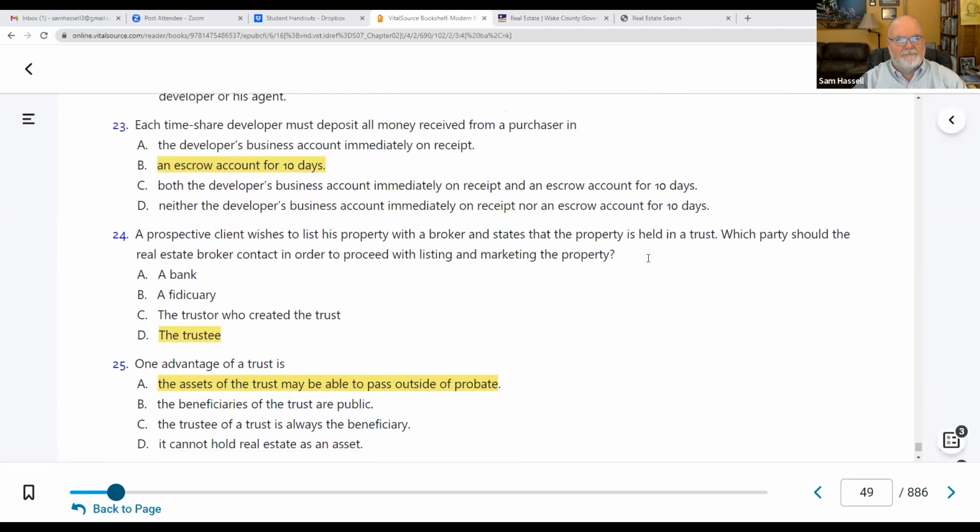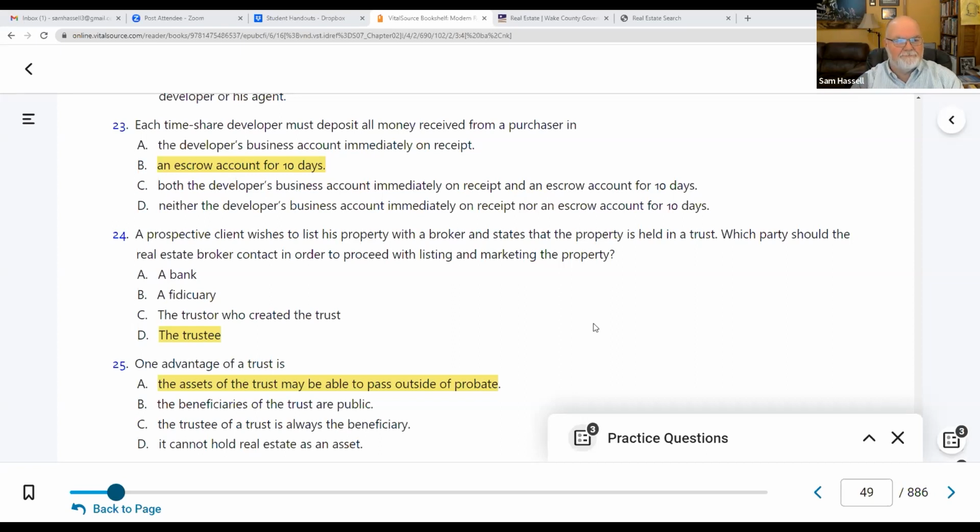Number 23. Each timeshare developer must deposit all money received from a purchaser in an escrow account for 10 days. Remember your rules of 5, right? A timeshare is any time, but we have 5 periods over 5 years, right? That's considered a timeshare. We have a 5-day right of rescission, and they have to put their money in an escrow account for 10 days, 2 5s. All right, that's for timeshares.